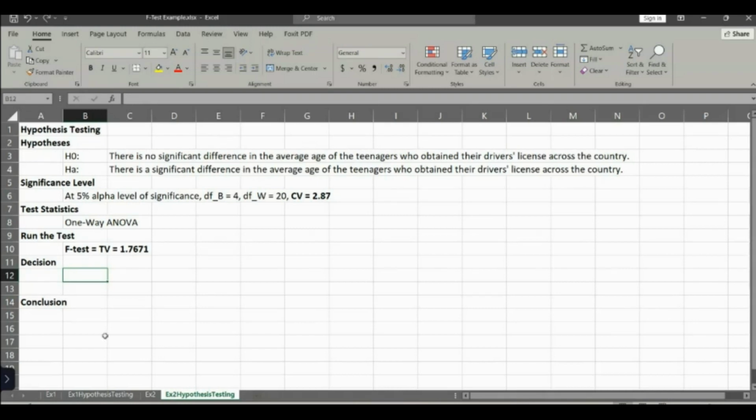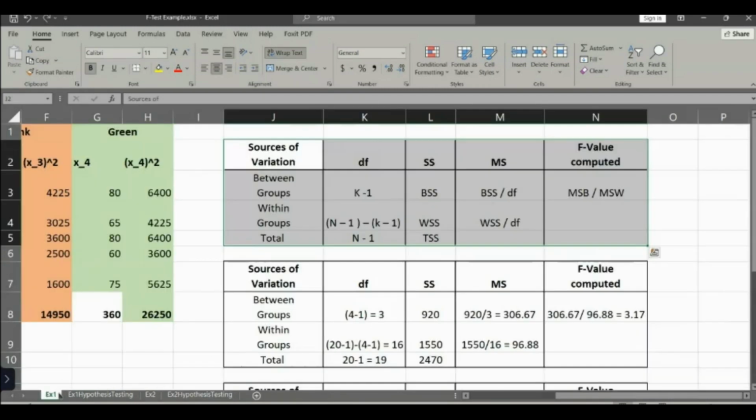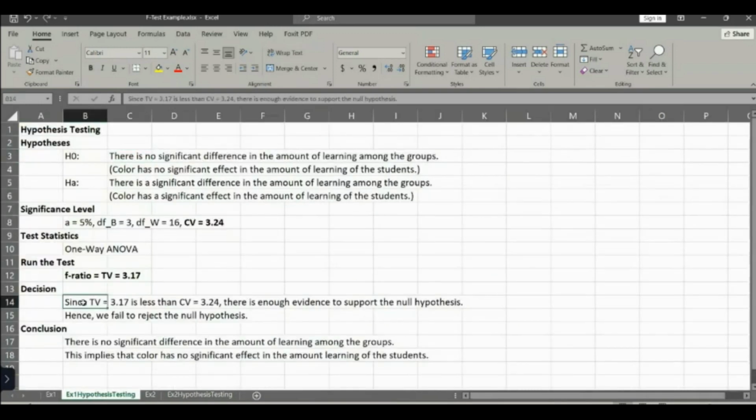This would be the line of our decision making, how we are supposed to write it. This is our example. You just have to compare your TV and the CV, your test value and the critical value. After comparing, you will see whether you have enough or not enough evidence to support your null hypothesis. And then from there, you can decide whether to fail to reject or reject the null hypothesis.